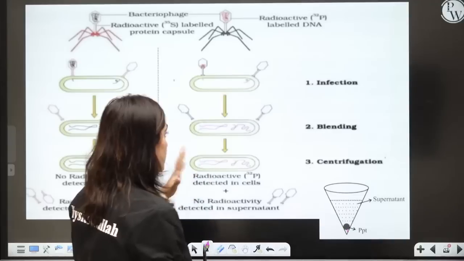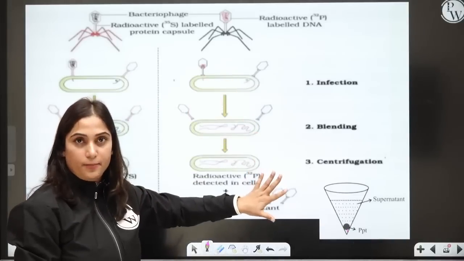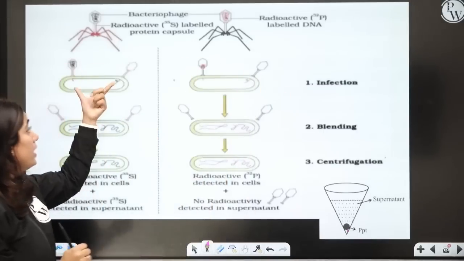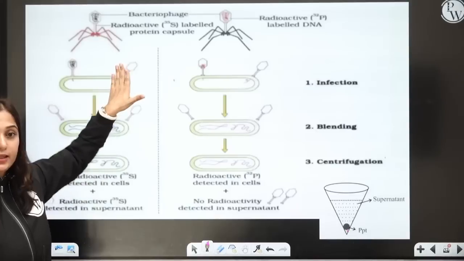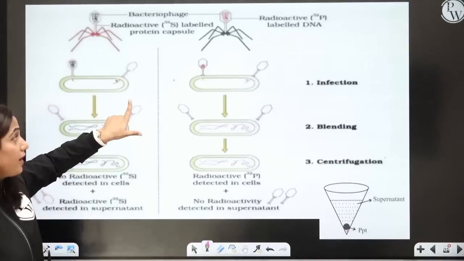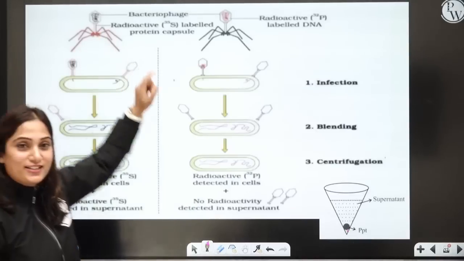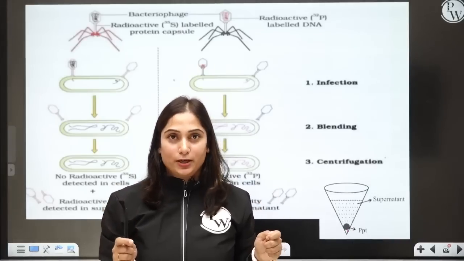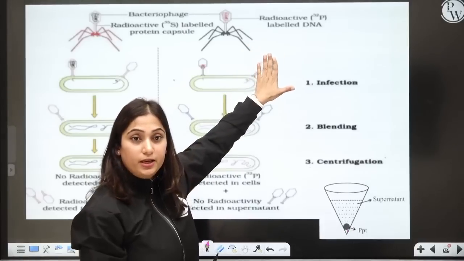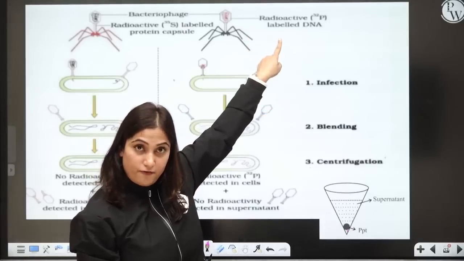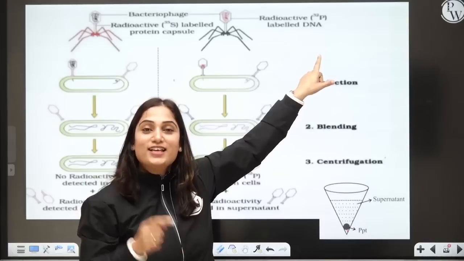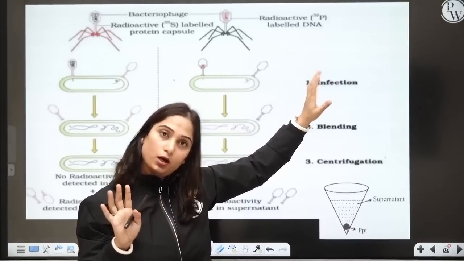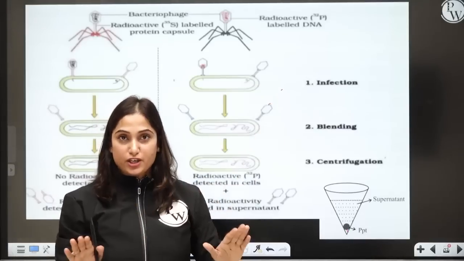Now let's understand what the experiment was. Let's divide the experiment into two parts. In the first part, we can see that E. coli is being infected with the virus having radioactively labeled protein coat. And in the second set of the experiment, the E. coli is being infected with the bacteriophage having radioactively labeled DNA. First step, infection is done.